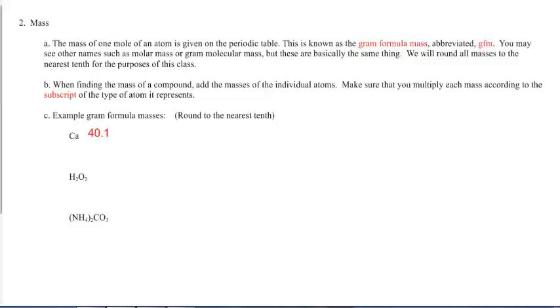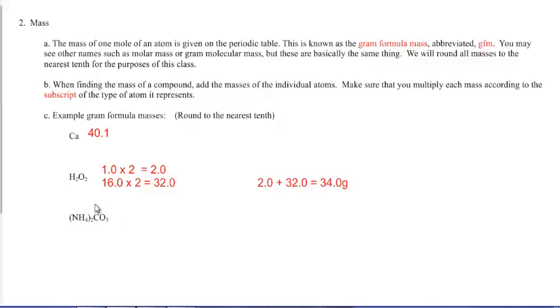H2O2 is hydrogen peroxide. It has 2 hydrogens and 2 oxygens. Since hydrogen has a mass of 1.0, and there are 2 of them, I'm going to multiply 1.0 times 2 to get 2.0. Oxygen has a mass of 16.0, also multiply by 2 to get 32.0. So together, 2 and 32 make 34 grams.